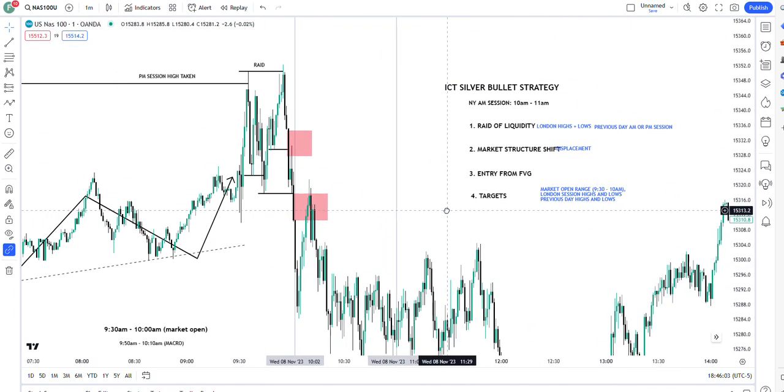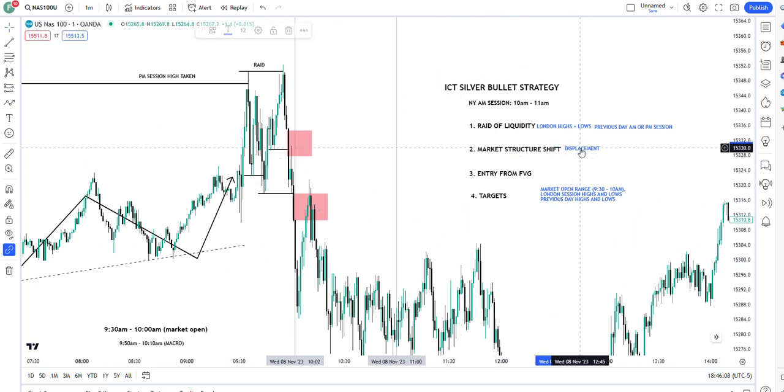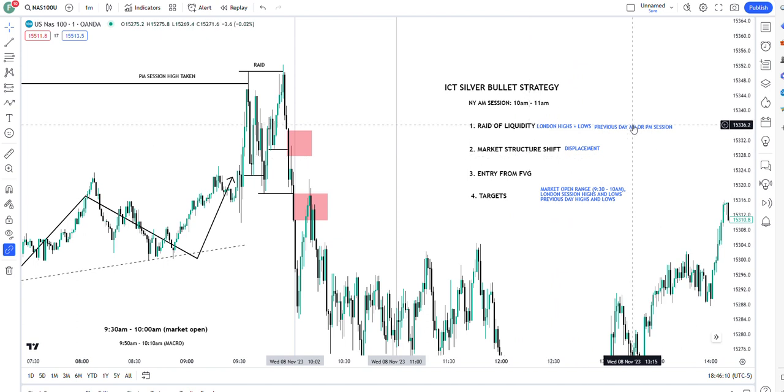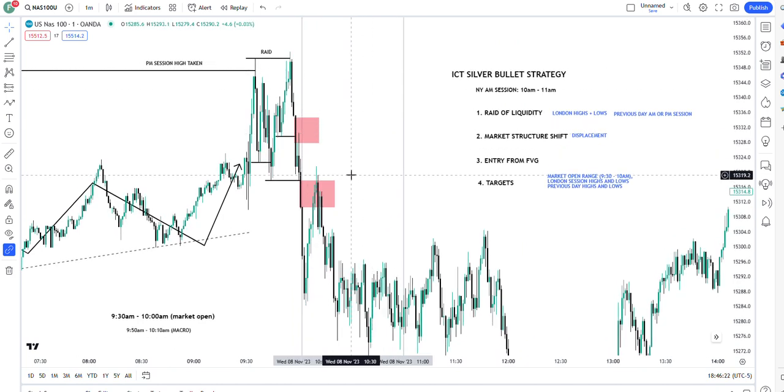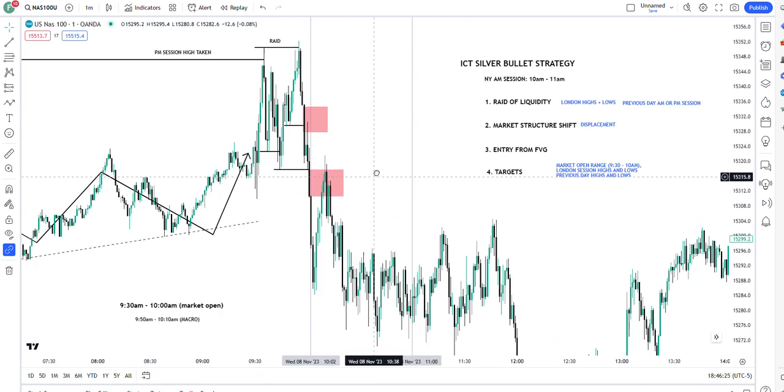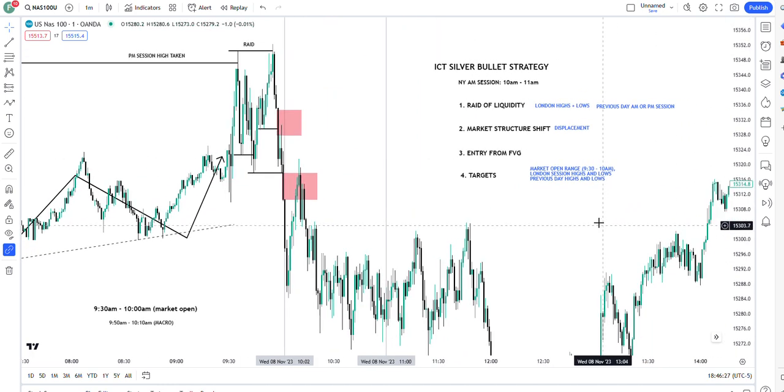So that's a 10-minute video just explaining what the ICT silver bullet strategy is, right? It's a raid on liquidity, but important liquidity, a market structure shift with displacement, a fair value gap, ideally where that market structure shift happens, and then you enter from that fair value gap, stop loss at the previous swing high, and you target important points of liquidity like I've mentioned there.